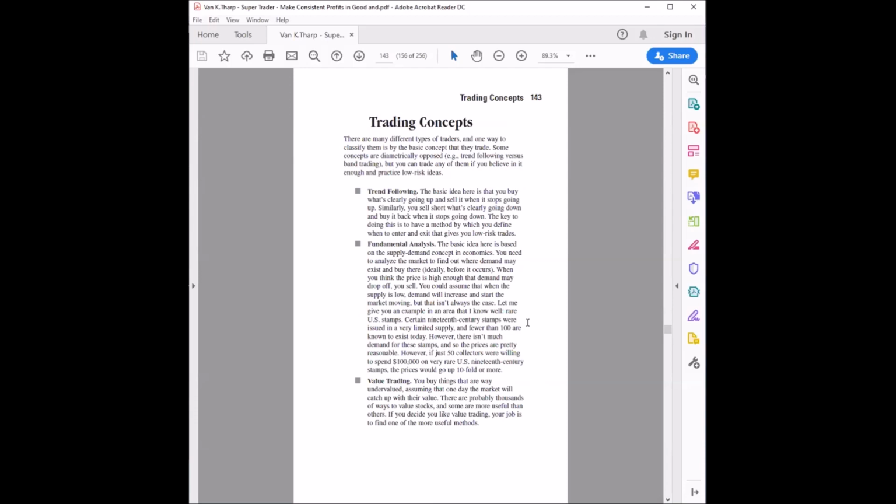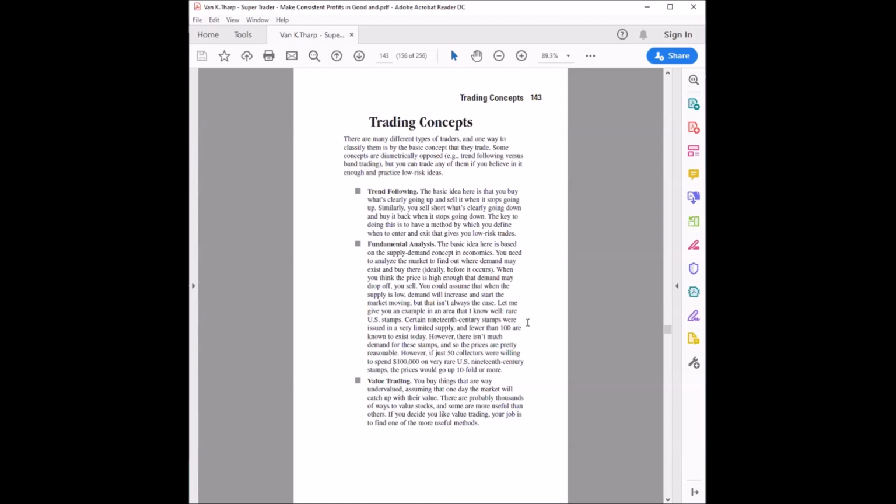Okay, now he talks about different trading concepts. Now, we've kind of alluded to some of these before in this room and some of our other, in the lab and some of our posts on Facebook, but he does a really good job here of defining these different types of trading systems or ideas. He says there's many different types of traders, and one way to classify them is by the basic concept they trade. Some of these concepts are diametrically opposed, but you can trade any of them if you believe in it enough and practice low-risk ideas. Listen to that again. You can trade any of them if you believe it enough and practice low-risk ideas.